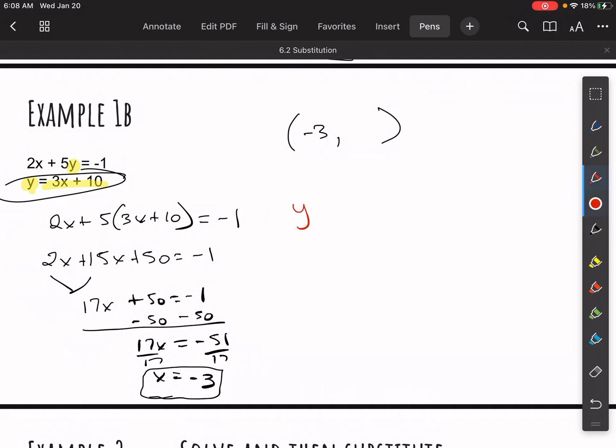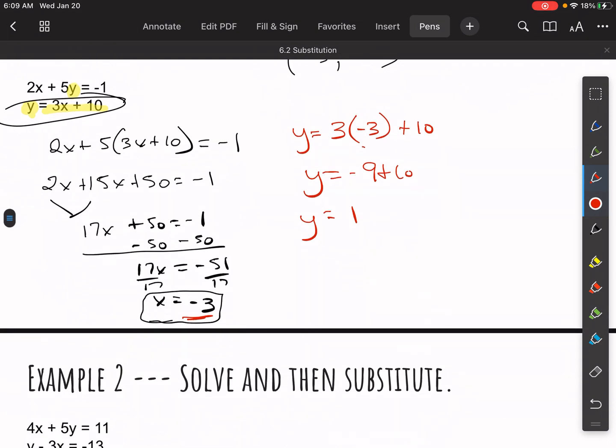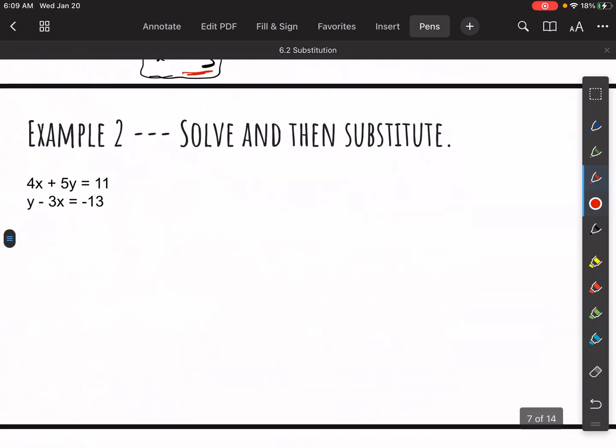So I get y is equal to 3 times negative 3 plus 10. Notice I used parentheses and I substituted what I knew, the negative 3, in for x. Then I'm left with y is equal to negative 9 plus 10. Negative 9 plus 10 is equal to 1. So I have (negative 3, 1) for 1b. And let's keep cruising here, you guys.